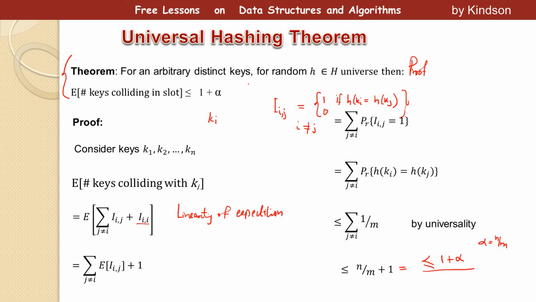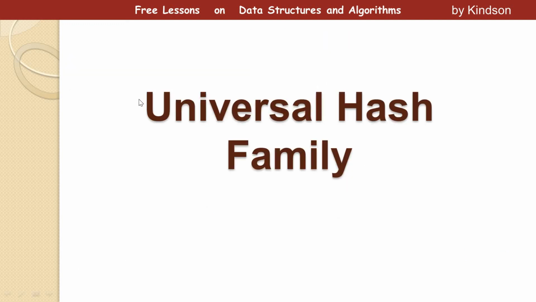So I recommend you pause the video and take some time to go through the steps, write them down a few times in a notebook, and it becomes a little clearer to you. So we are going to end the universal hashing at this point. We are going to use it a little later, but for now this is how to prove the theorem. And we are now going to move to the universal hash family. How do we determine the universal hash family? And that will be in the next tutorial.